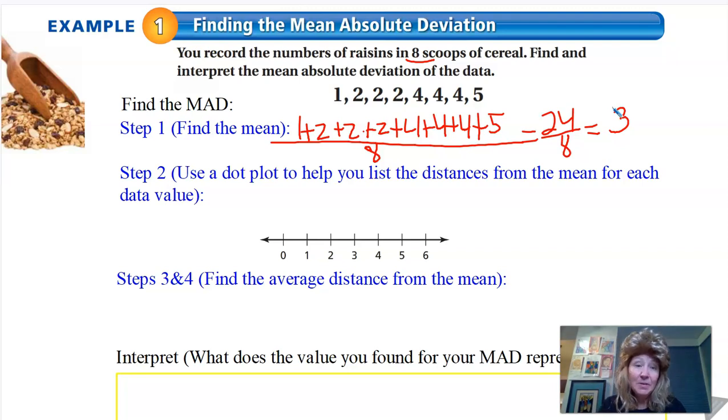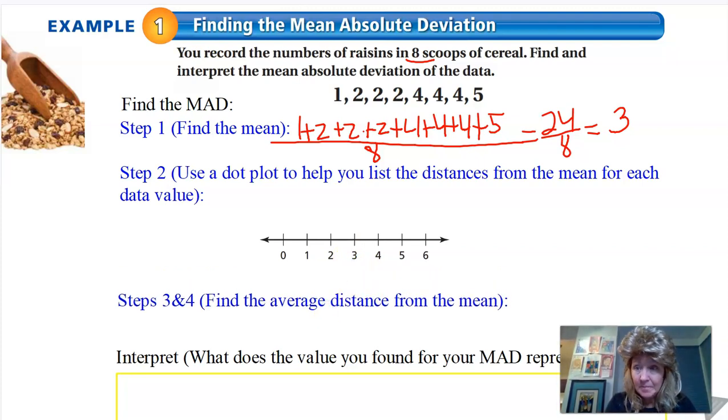Okay, step 2 says use a dot plot to help you list the distances from the mean for each data value. Okay, so here's what I'm going to do. Here is the mean right here. Remember how I showed you that a lot of times they put a little triangle? Let's put the triangle underneath the number 3. So the mean is the average right there.